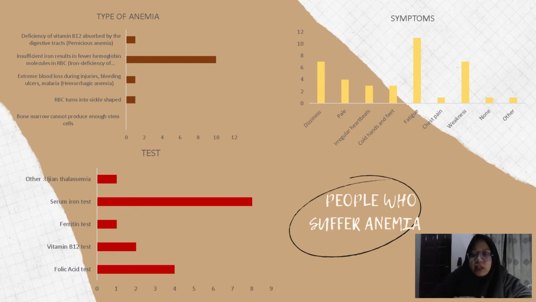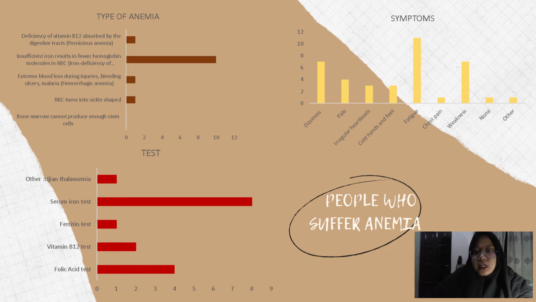For respondents who suffer anemia, we can observe that the type of anemia that is most suffered by respondents is insufficient iron, resulting in fewer hemoglobin molecules in red blood cells, with 90.9%, while red blood cells turning into sickle shape, extreme blood loss during injuries, bleeding ulcer or malaria, and deficiency of vitamin B12 absorbed by the digestive tract have the same percentage of respondents, which is all three at 9.1%. And lastly, no respondent has suffered aplastic anemia.